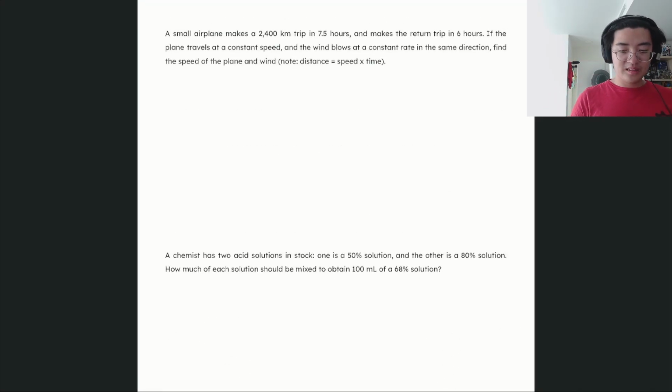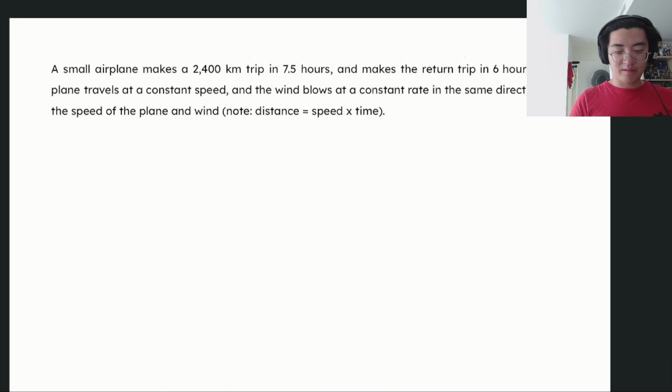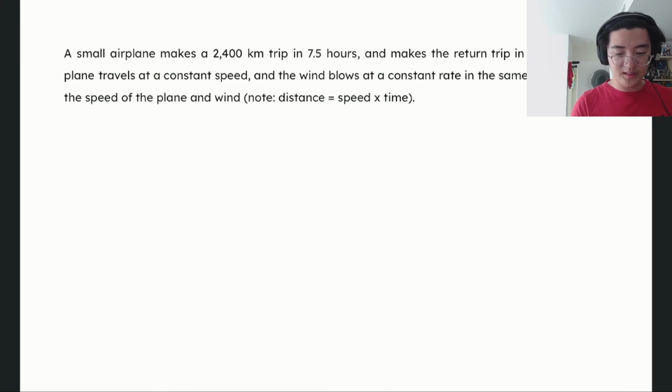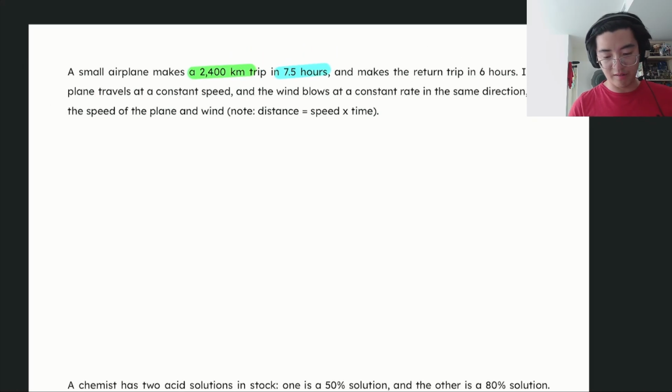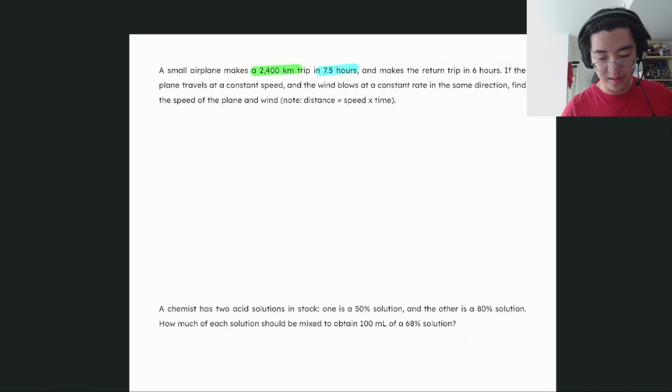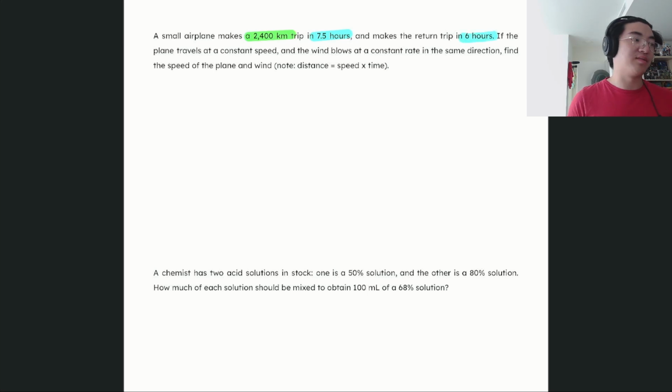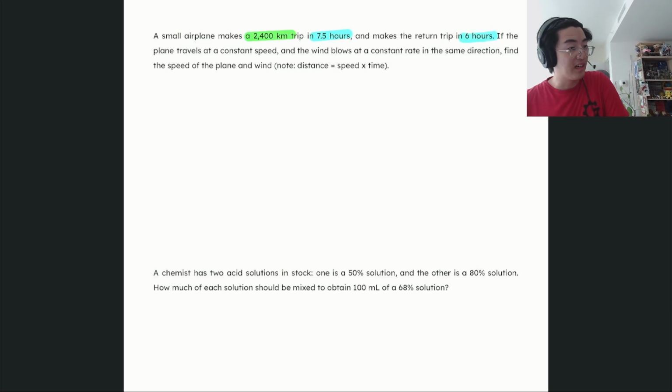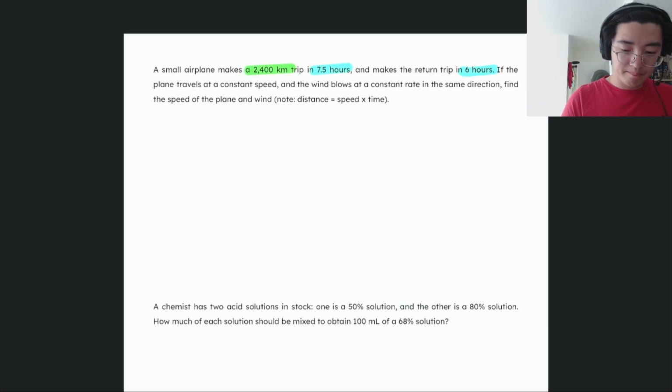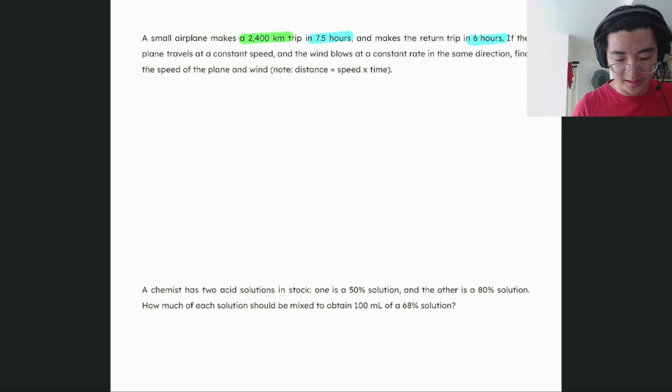Okay, so we got a small plane that wants to make this trip. The whole trip is 2,400 kilometers. The first time it took 7.5 hours to fly, but on the return trip, it only took the plane 6 hours to fly. So you can kind of guess what the two equations are already. But here's the last piece of crucial information.